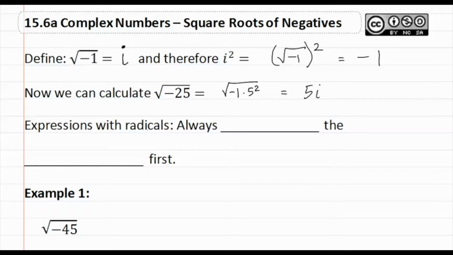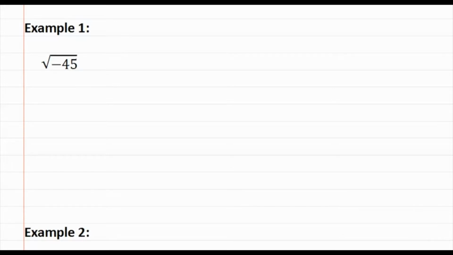Expressions with radicals. We always simplify the radical first. So let's look at example 1. Here's example 1. It is the square root of -45.